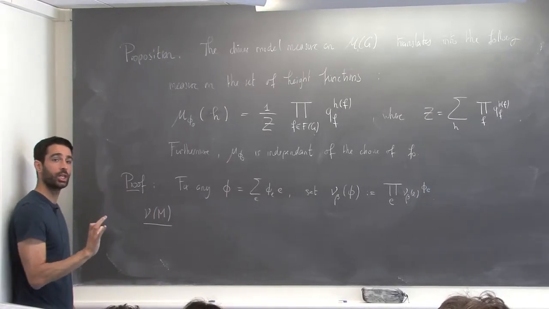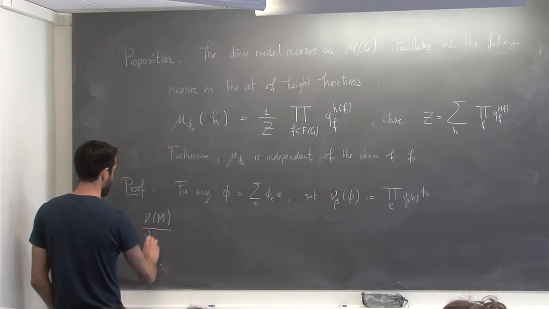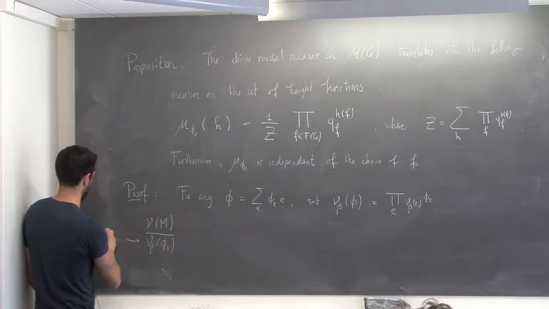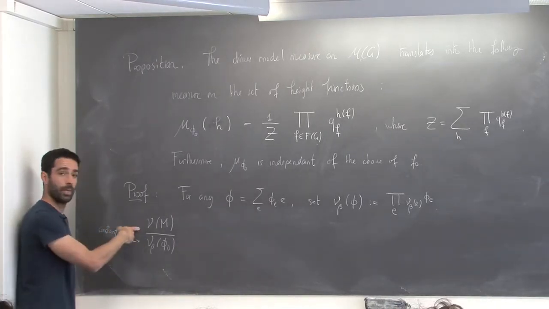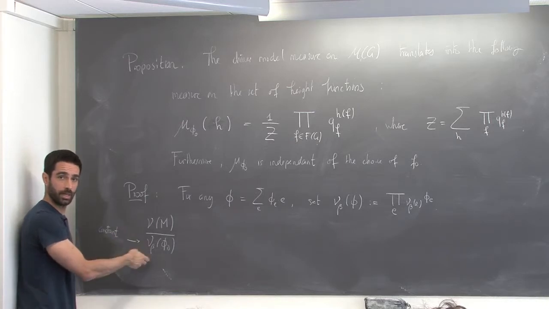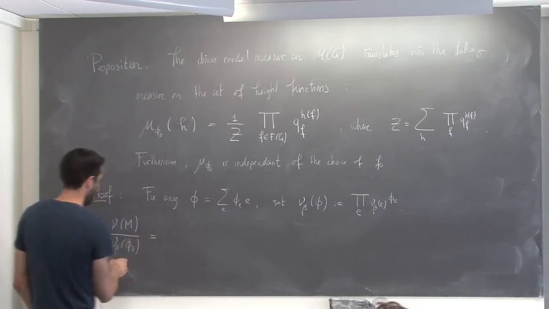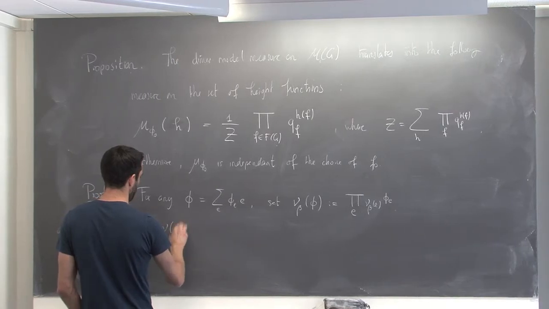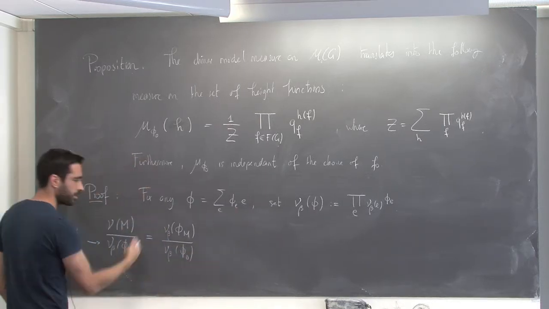So this will not change my measure on dimers, right? I just divide everything by nu beta of phi 0. This is a constant. So I'm not changing the measure on perfect matchings by dividing everybody by this same constant, okay? So now I can write nu of m as nu beta of phi m over nu beta of phi 0. Okay, this is just a notation.